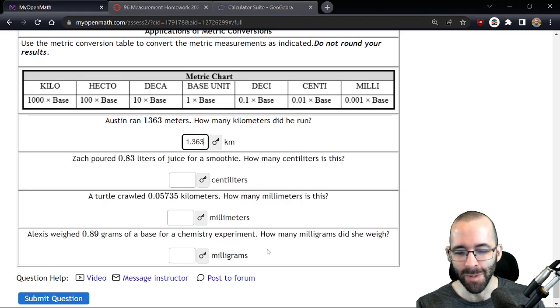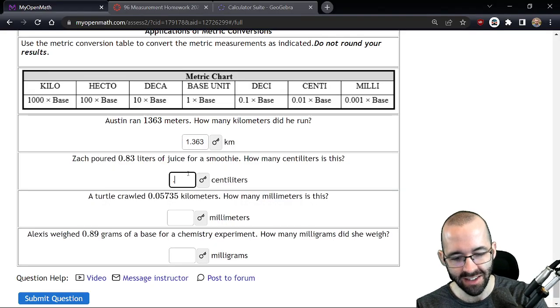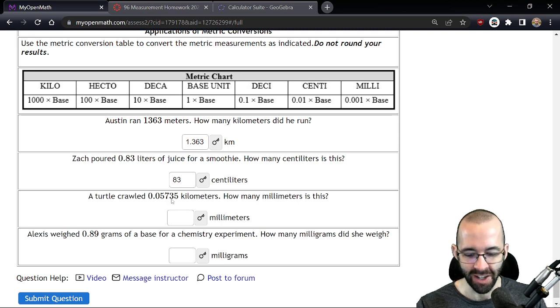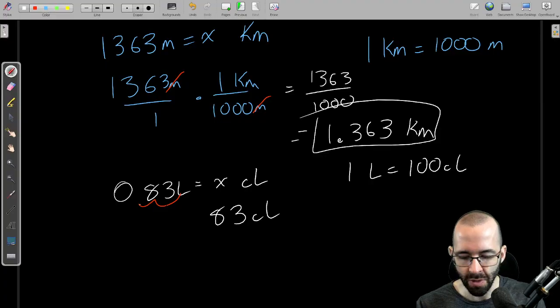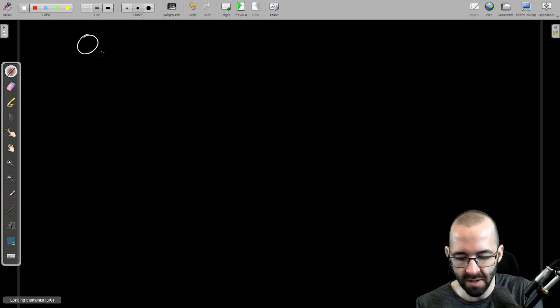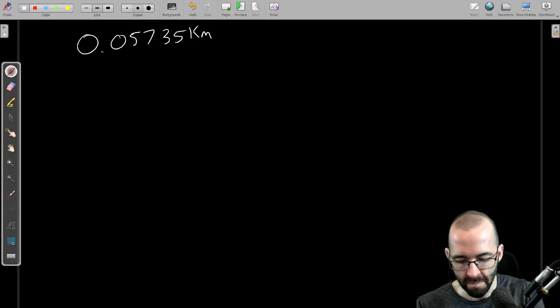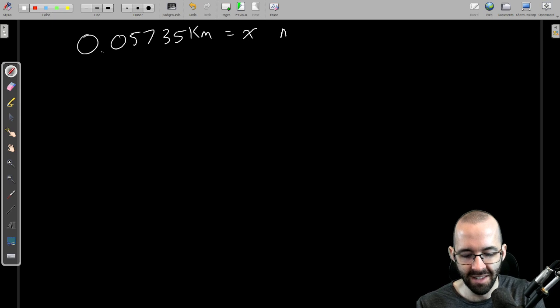Woo. All right, 0.83 we got right here. Whoa, no, we don't. 83 is what we got here. And now we can really go make things more complicated. 0.05735 kilometers. And how many millimeters is this?